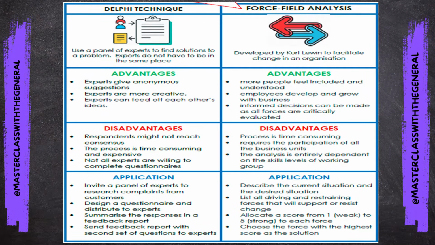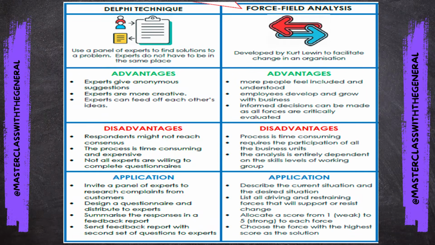Number 2, experts are more creative. There's a reason why they are experts, right? They have some expert knowledge, some specialized skills, some experience. So the kind of input they are going to give us is of a higher value. Experts can feed off each other's ideas. After they give us their ideas, there are going to be several rounds of feedback and communication between us and them, telling them what we got from the previous round. And with that information, they are now able to make a better decision looking at what we have gotten from other experts.